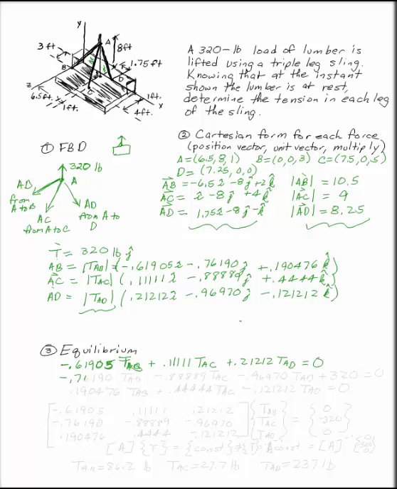The j's, minus 0.76190 TAB, minus 0.88889 TAC, minus 0.96970 TAD. And this one does have a j component. Don't forget your tension. Plus 320 equals 0. This is a good spot to stop and check. You've got a negative sign for each of your j components for the tensions in the bottom chords and a positive j component for the top chord. That makes good sense, because if it were all negative, everything would be pulling down and that wouldn't make any sense. So your third one is 0.190476 TAB plus 0.44444 TAC minus 0.121212 TAD.